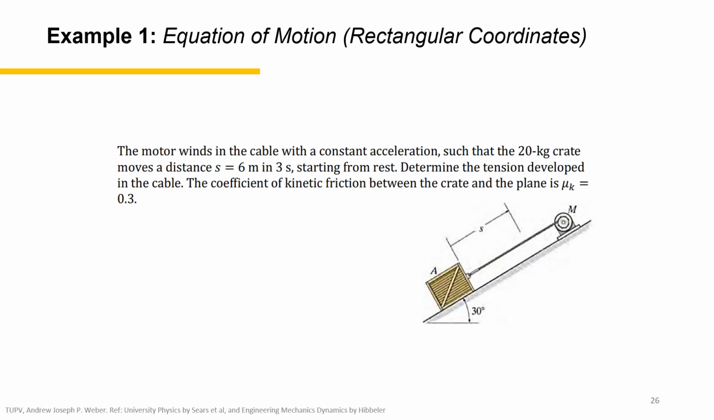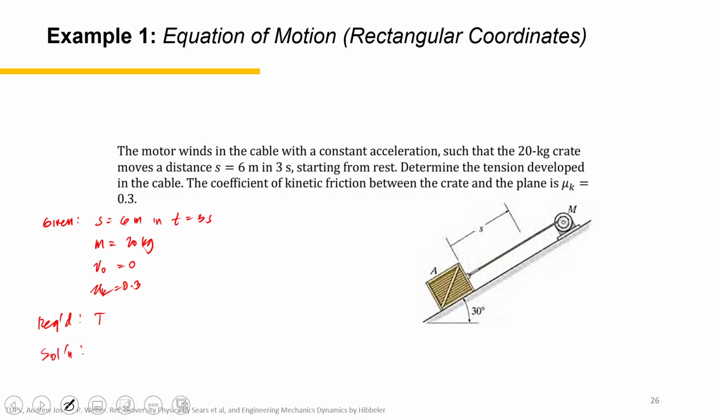So first things first, summarize all given. First is it travels a distance of 6 meters, in just 3 seconds. The mass is 20 kilogram, and it starts from rest, meaning the initial velocity is 0, and of course the mu k is 0.3. So for the required, the tension, what is the tension?